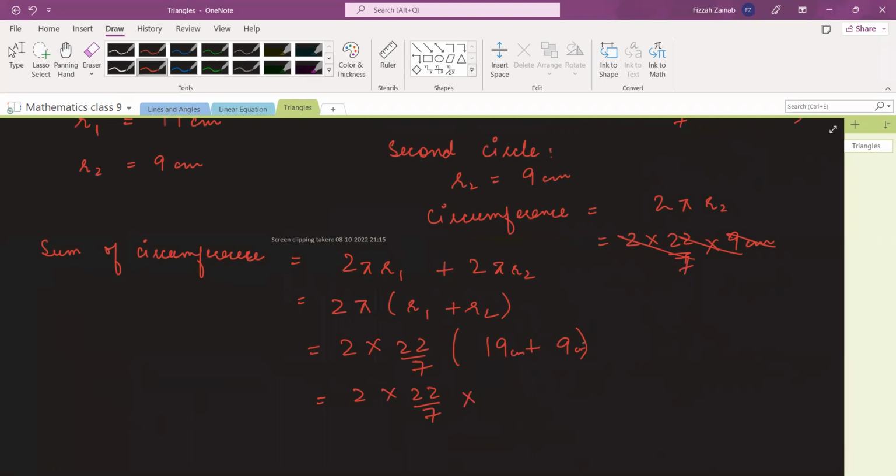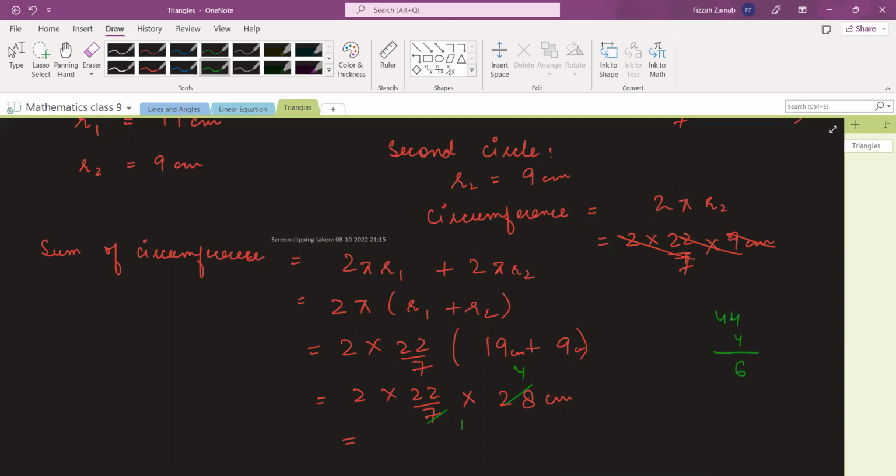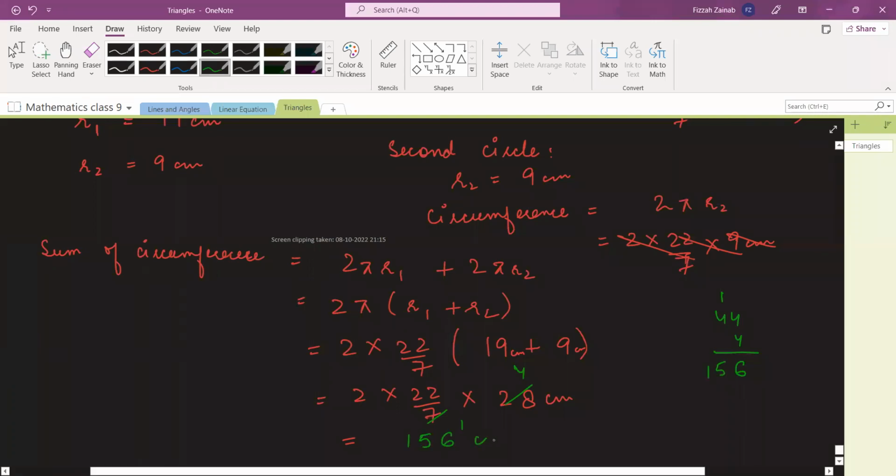Into, so 19 plus 9, how much does it become? 9 plus 9 is 18 and 28 centimeter, correct? Now 7 into 4 is 28, right? So this is 4. And this is 44 into 4. 4 into 4, 16. 4 into 4, 16 and 1, 17. So this is 176 centimeter. Correct. So this is the sum of circumference.